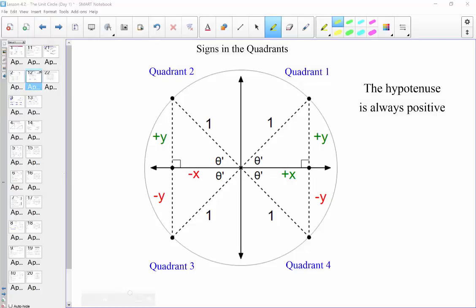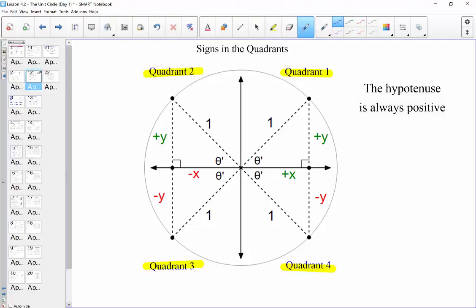Similar to a 4-quadrant graph, there are also 4 quadrants in the unit circle. Quadrant 1 in the top right corner, Quadrant 2 in the top left corner, Quadrant 3 in the bottom left corner, and Quadrant 4 in the bottom right hand corner. Notice that they go counterclockwise.